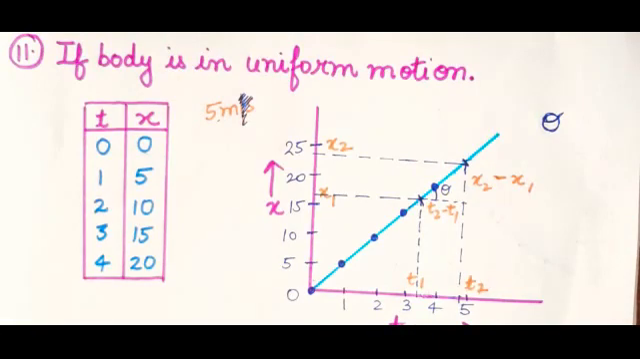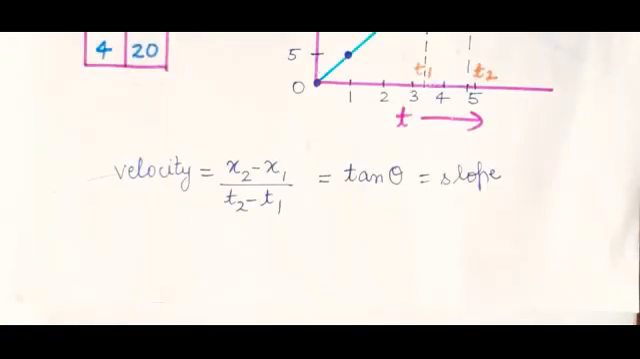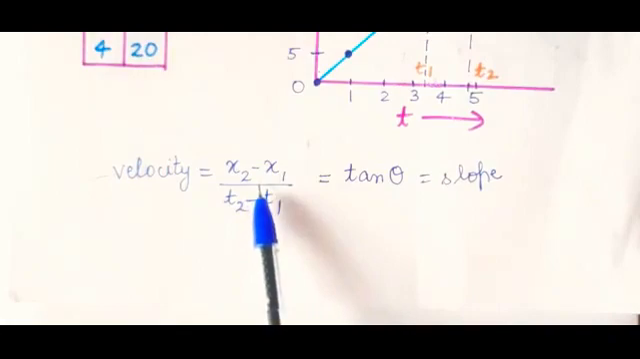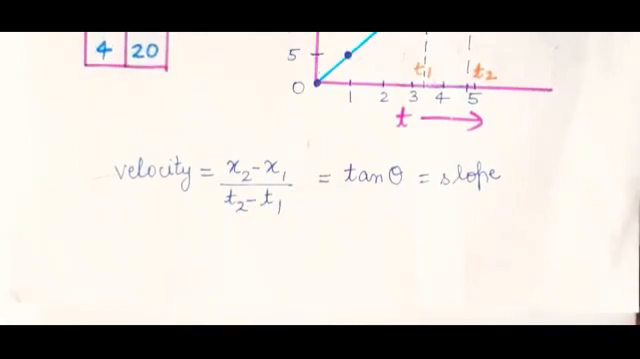So what is the formula for calculating velocity? Velocity is displacement upon time, or distance upon time, one and the same thing. Now what was the distance? x2 minus x1, divided by the time, t2 minus t1. So (x2 minus x1) divided by (t2 minus t1) is equal to tangent theta.